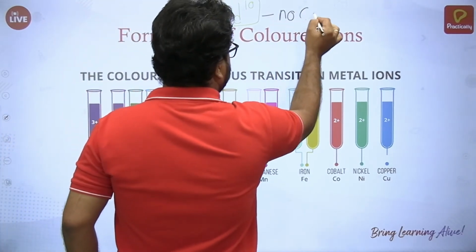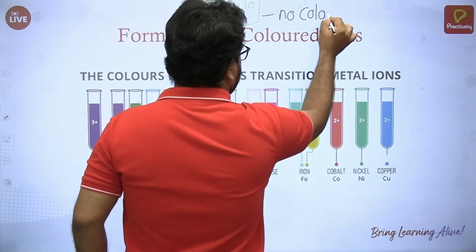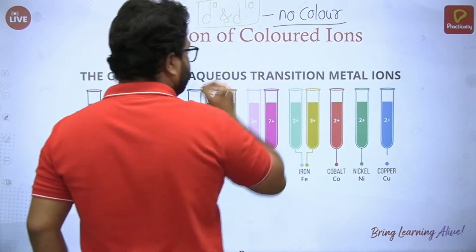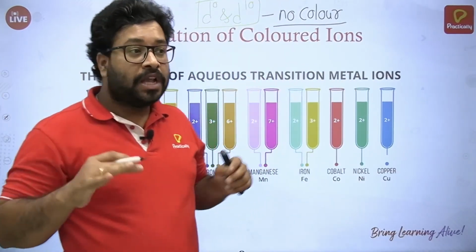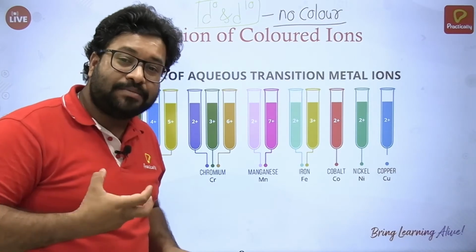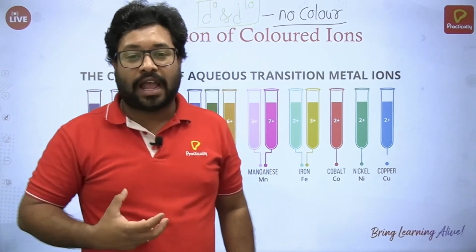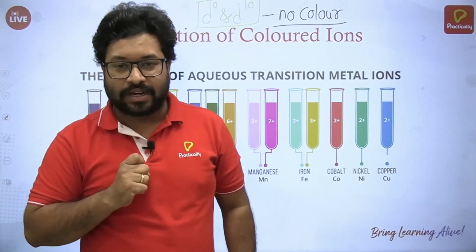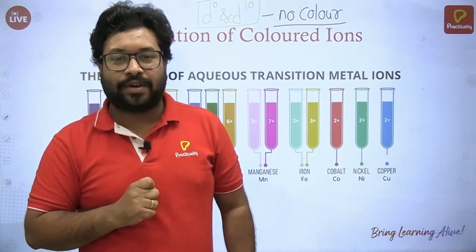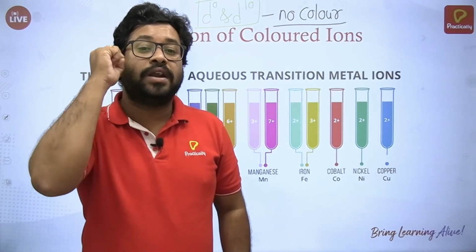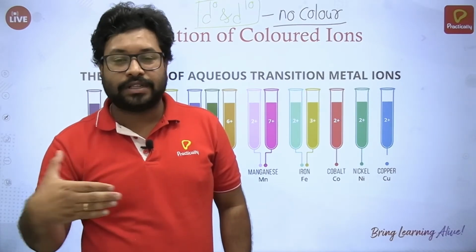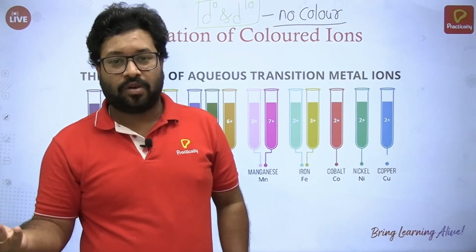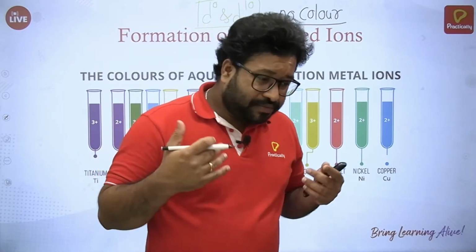That is why I'm writing it in black. Well, black is a color, I know, but basically it's no color. So for your system to have color, it should have at least one unpaired electron, be it d1, d2, d3, d4 till d9. Now, what happens in color? Let me tell you a simple picture here.